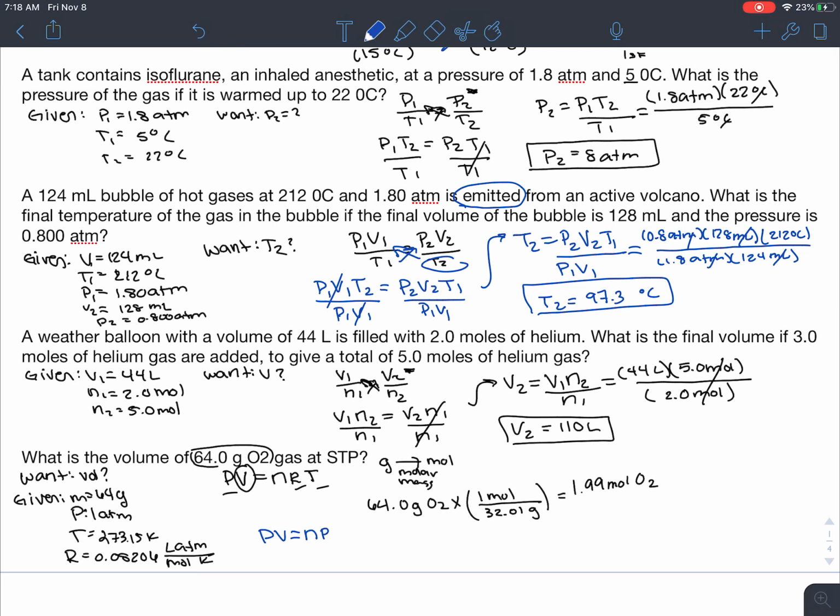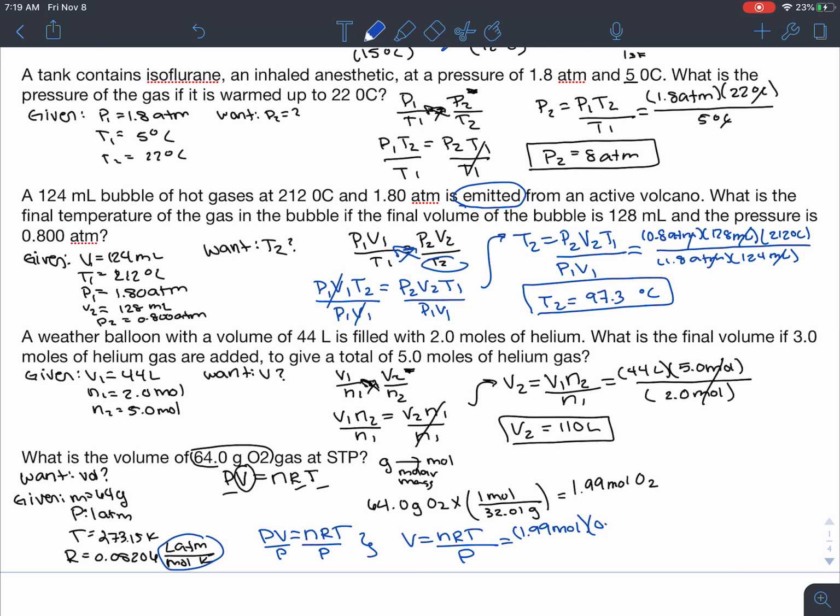Now, if I go back to my PV equals nRT, I have everything to solve for the volume. So I divide both sides by the pressure and get that the volume is equal to nRT over P. Now, you want to make sure all your units relate to your gas constant. Well, I have Kelvin, I have atmospheres, I have moles. I should be left with liters. So then you plug it in.